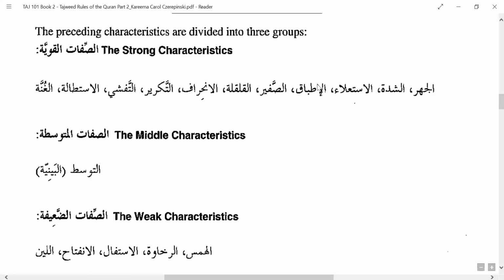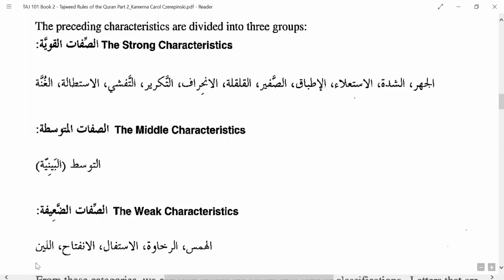Then you have itbaq and infitah. Itbaq is more strong. It's the strongest out of all those, isti'la also. So itbaq is strong, and infitah are the weak ones. Then you have the other characteristics which are without opposites. All of them are strong: safir, qalqala, inhiraf, takrir, tafashi, istitala, ghunna. There is one weak which is lean because it's quite soft. Ay, aw. So that is the weak characteristic.